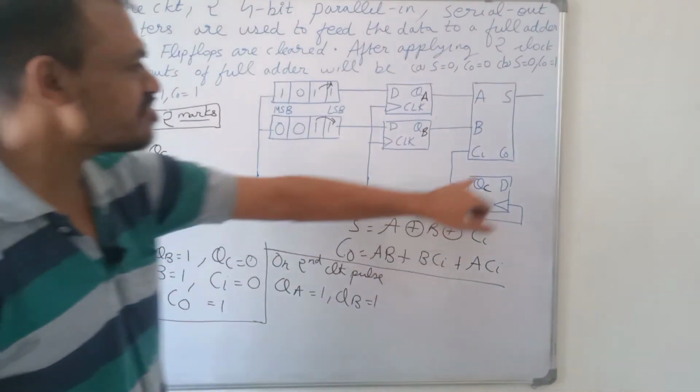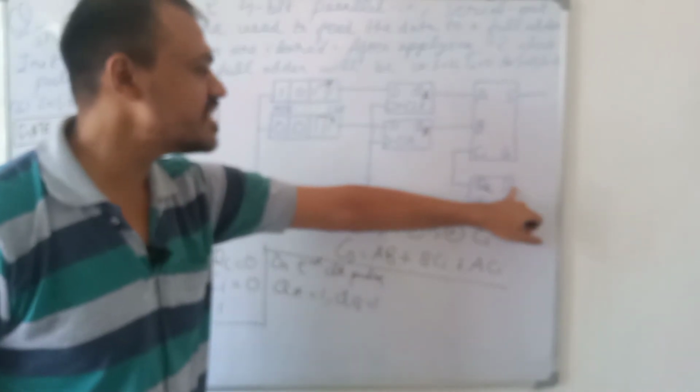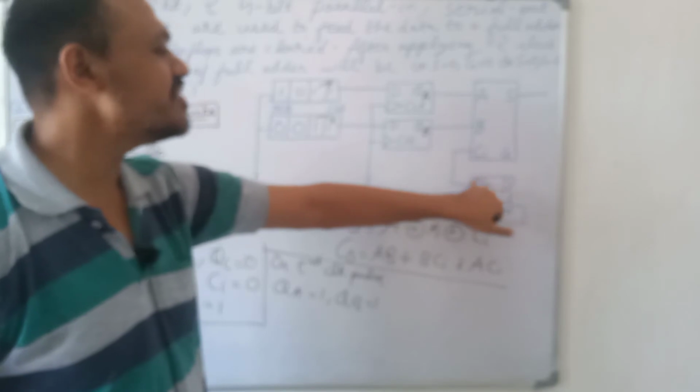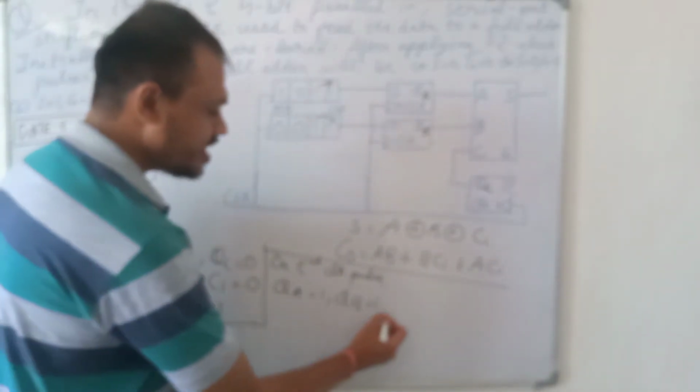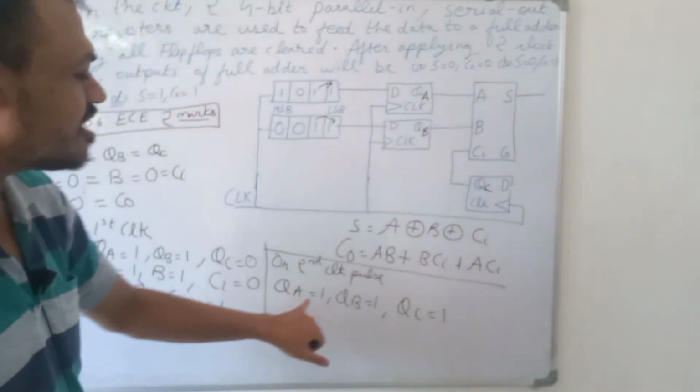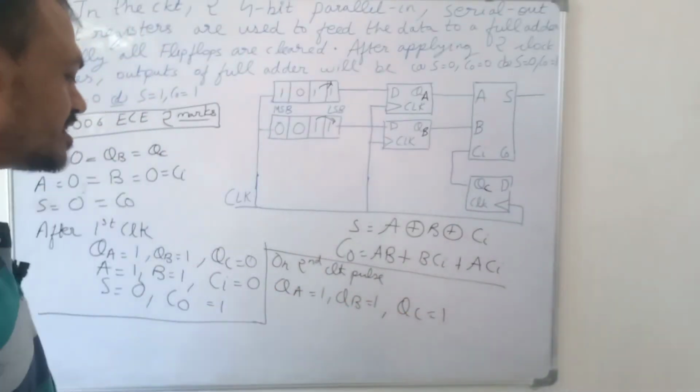And after first clock pulse, this C0 become 1. So now this D is connected to 1. So when we apply the second clock pulse, then this D will shift to QC. So QC will be equal to 1. So QA is equal to 1, QB is equal to 1 and QC is equal to 1.